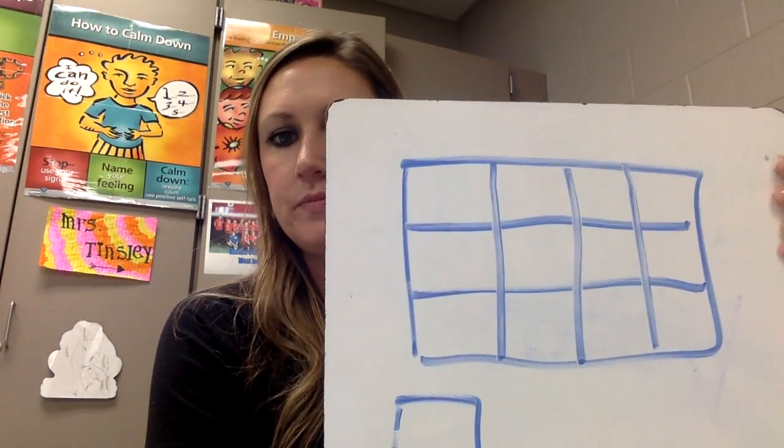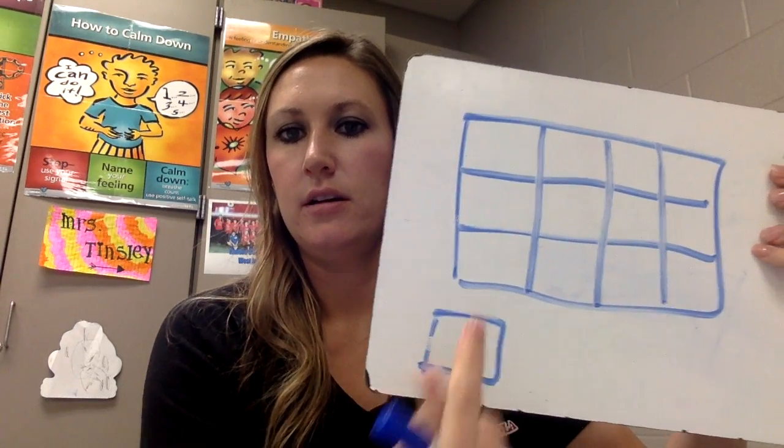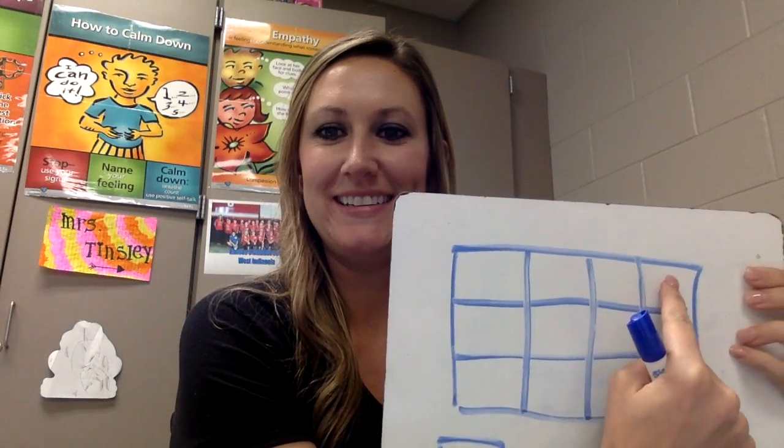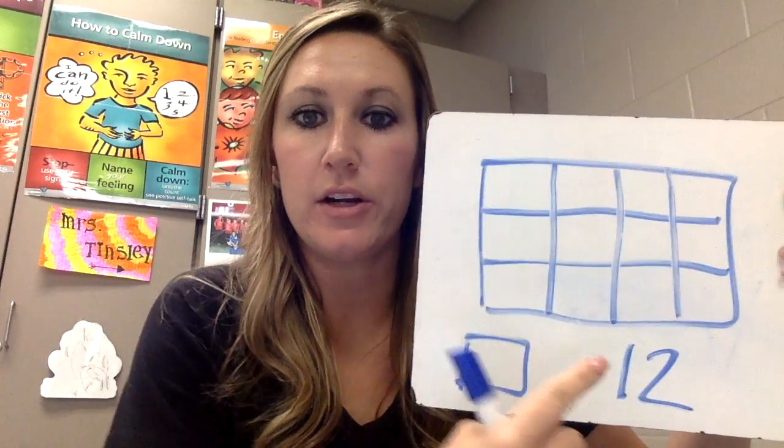So I'm going to create them myself and pretend this is perfect. So how many of these are in there? 1, 2, 3, 4, 5, 6, 7, 8, 9. I'm losing my spot. 10, 11, 12. So my area is 12 square units. Okay. So just counting the squares inside of a rectangle is one way to find the area of a rectangle.